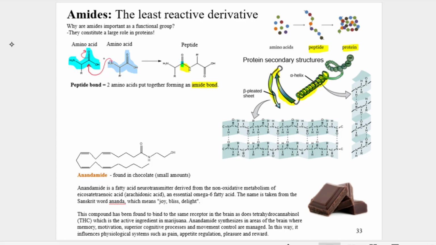Now, we see amides in smaller molecules too. One of my favorites is the one found here in chocolate. It's only in small amounts, but anandamide is a fatty acid neurotransmitter derived from non-oxidative metabolism. And what's interesting is that this compound has been found to bind to the same receptor in the brain as THC, which is the active ingredient in marijuana, as many of you know. So my public service announcement is: eat chocolate.